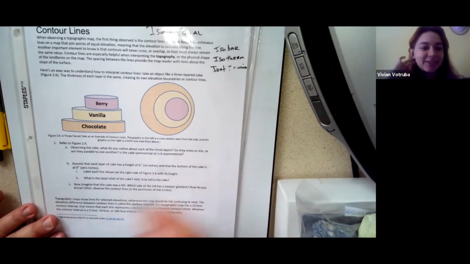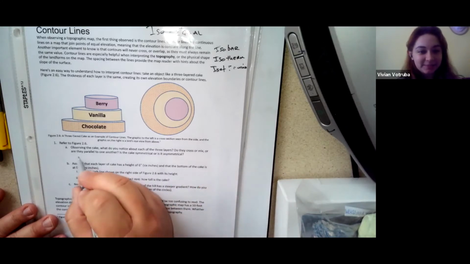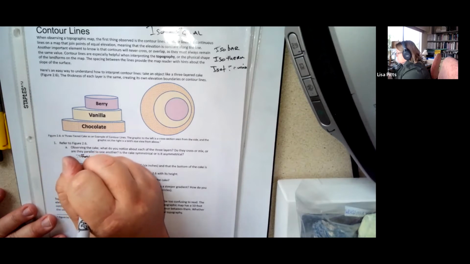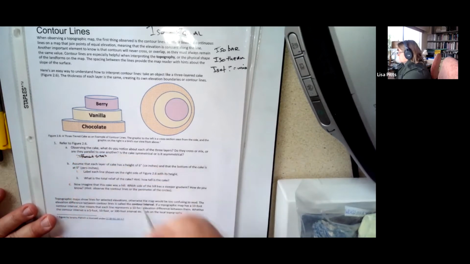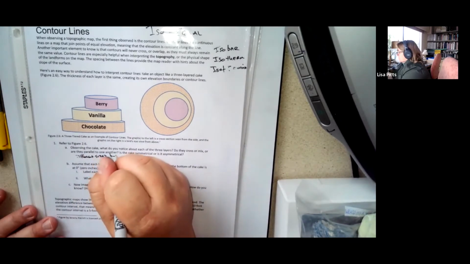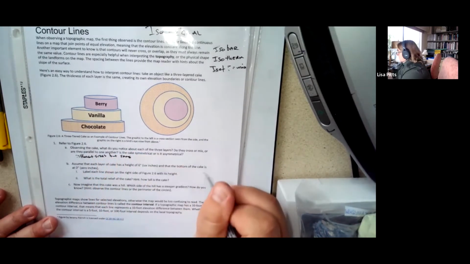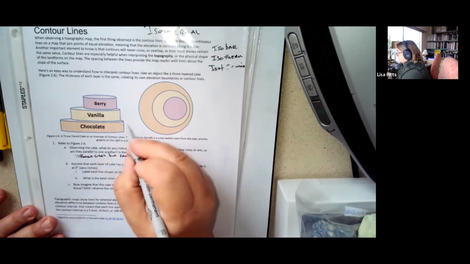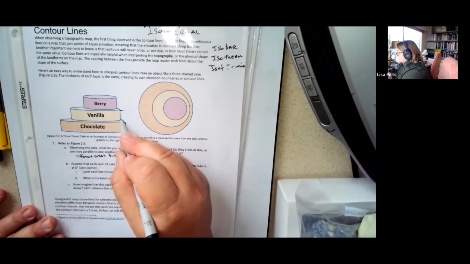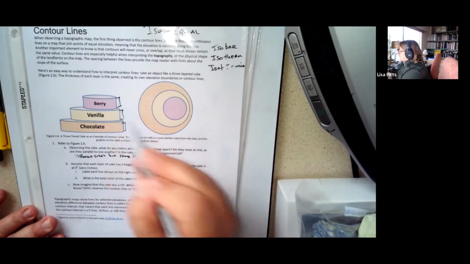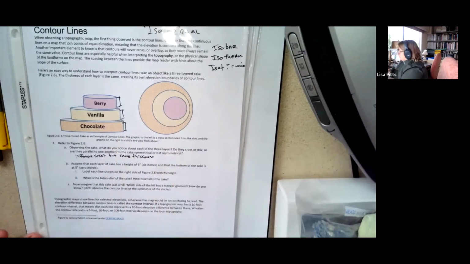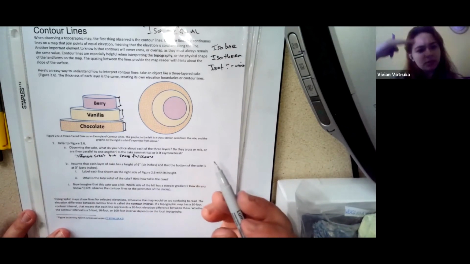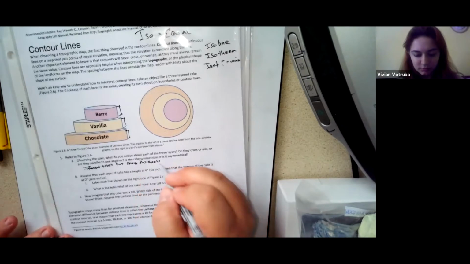Okay, all the layers are different sizes, but the same thickness. So this is the same as this, which is the same as this. But yes, they are different. They don't cross or mix. Are they parallel to one another? Yes. Yep.